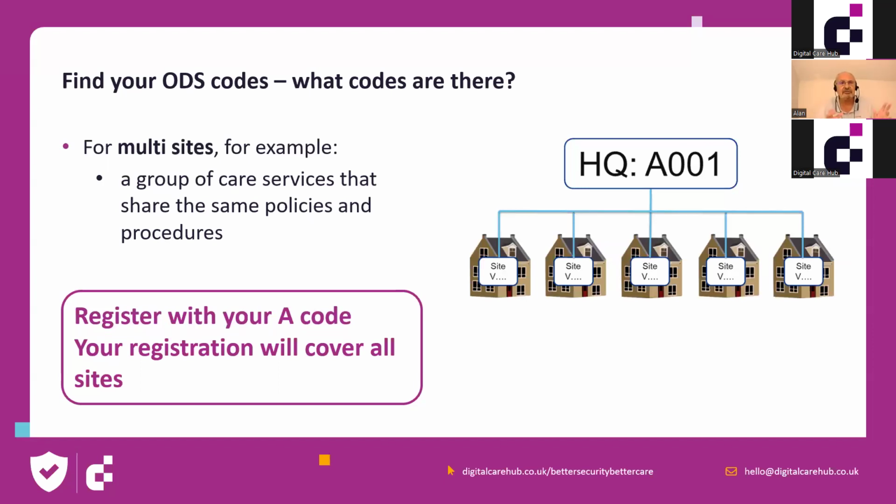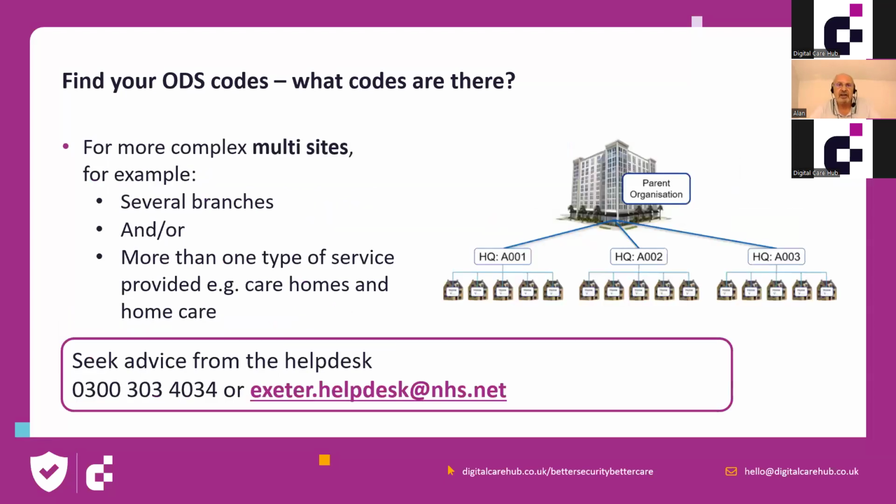However, if you have multi-sites within your organization, so for example, a group of care services that share the same policies and procedures, it is possible to register on the DSPT using the HQ code, and then you can use that submission on the DSPT to cover all of the sites in one go. So if you are an organization, as we'll see on the next slide, that has multiple sites, then it can be a bit more complicated.